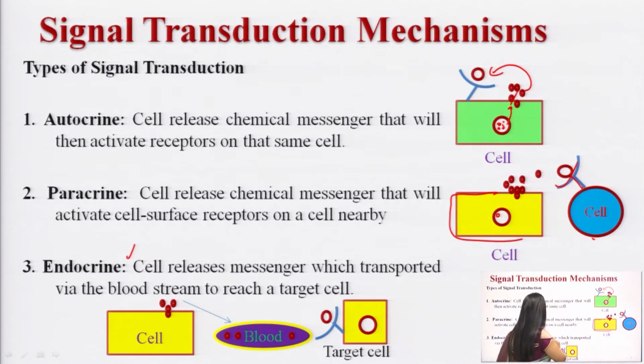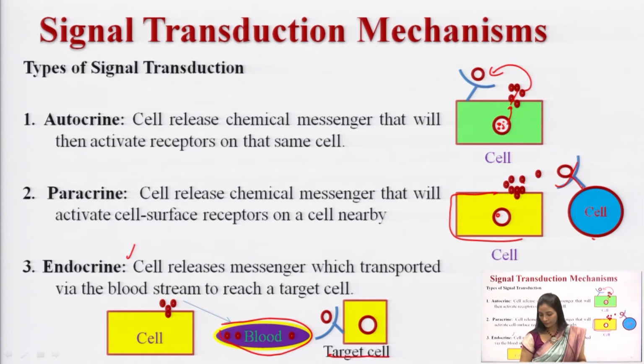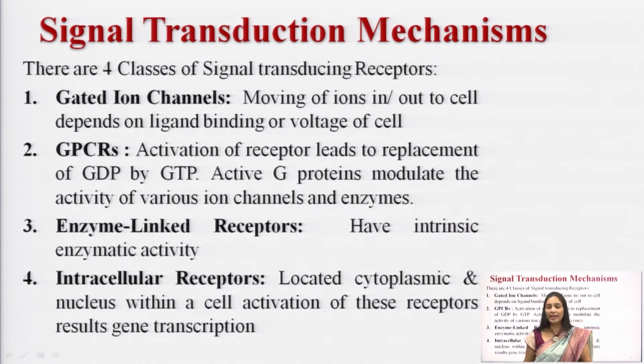So, see here, this is a cell and these chemical messengers have been carried by the blood and reached the target cell and bind to the target receptor, right. And next one, signal transduction mechanism. We have 4 types of receptors. One is gated ion channel, GPCR receptor, enzyme linked receptor and nuclear receptor, which you can call an intracellular receptor. So, the transduction mechanism of each receptor will differ, right.